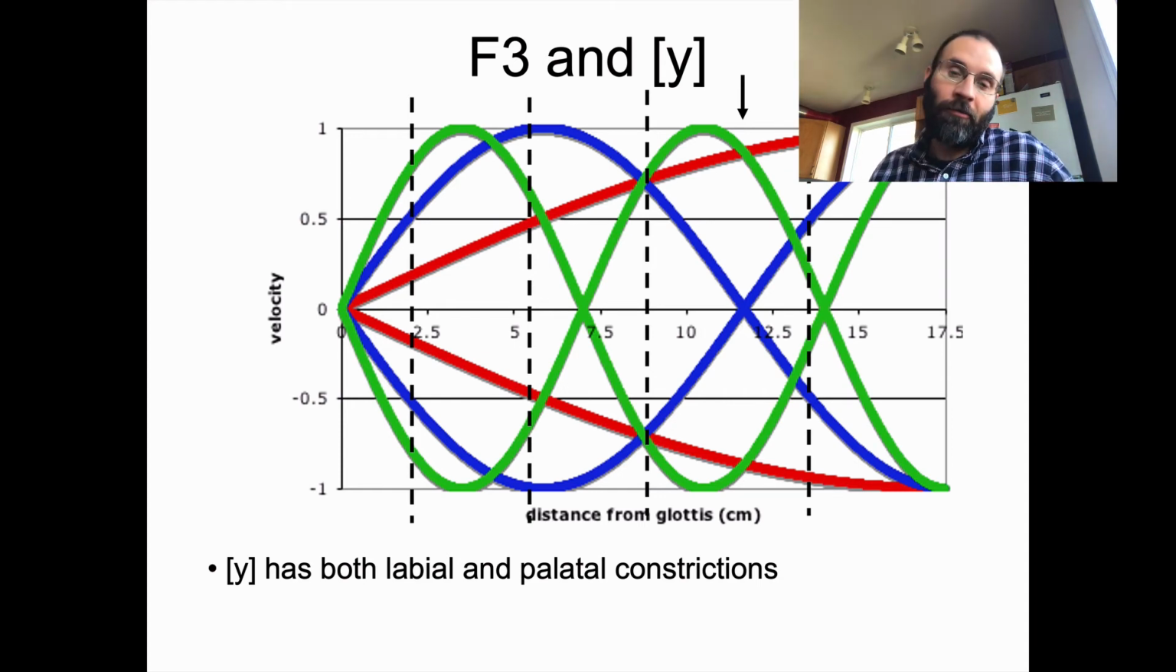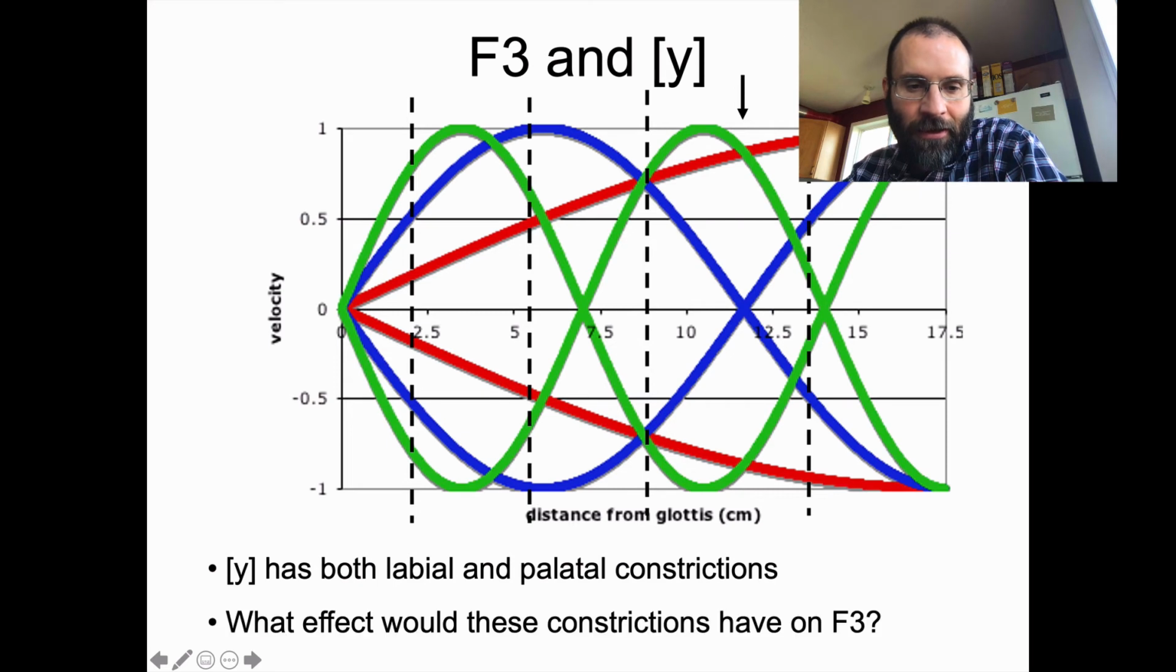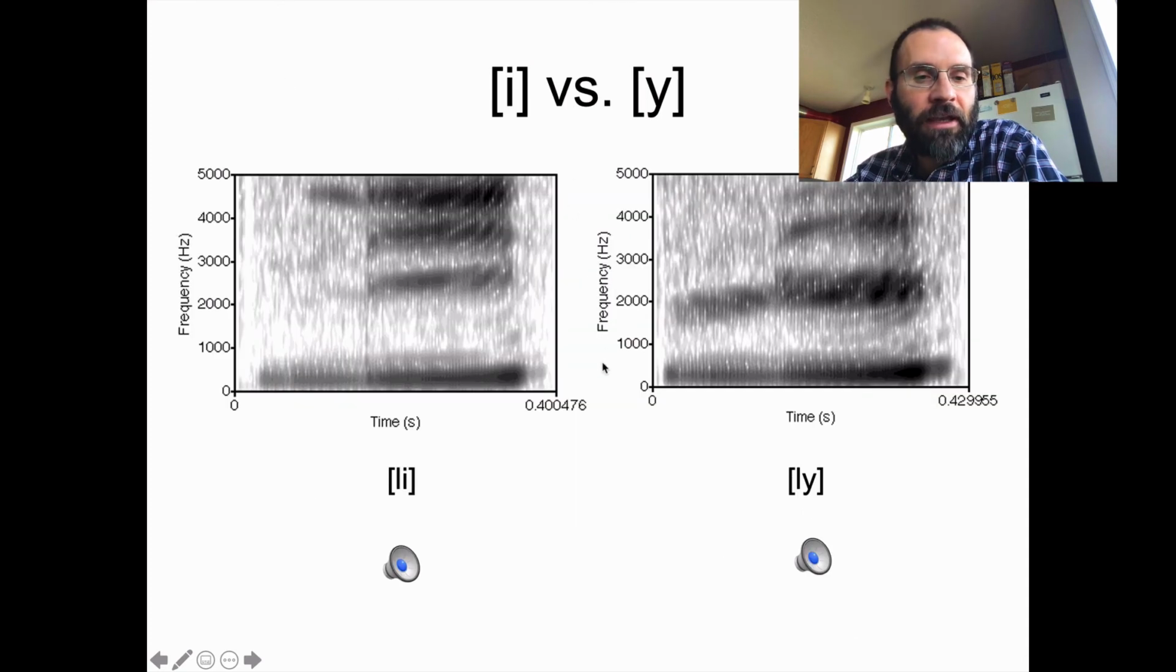What happens to F3 though, based on perturbation theory? Looking at this diagram, if we constrict here and here, and the green wave is a standing wave for F3, what happens to F3? Any guesses? Hopefully this should be fairly intuitive by now, but you would expect F3 to go down, right? So these are antinodes for both the palatal and labial constrictions. We're here at an antinode around 10 centimeters, and then here at an antinode at the front of the mouth for F3. So F3 should go down.